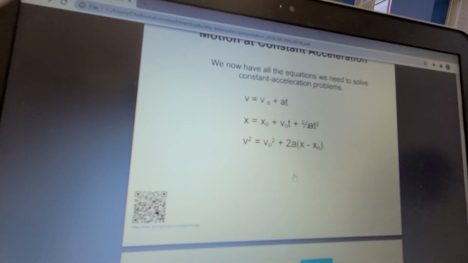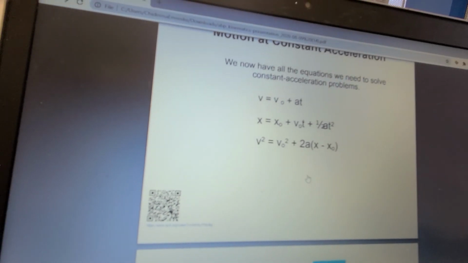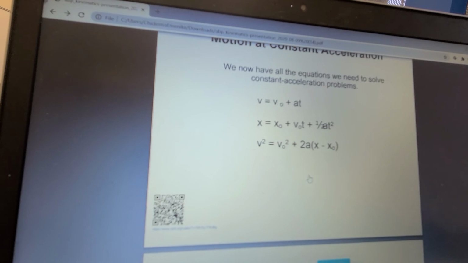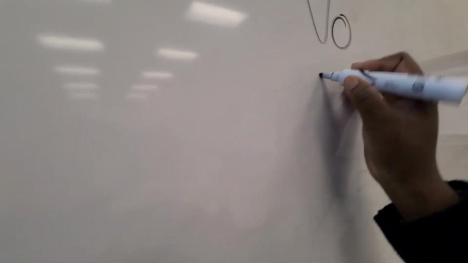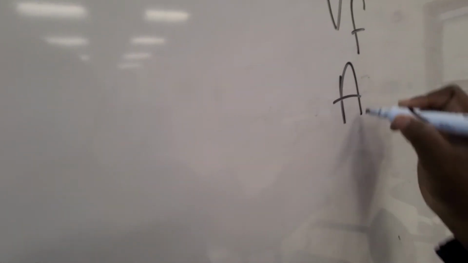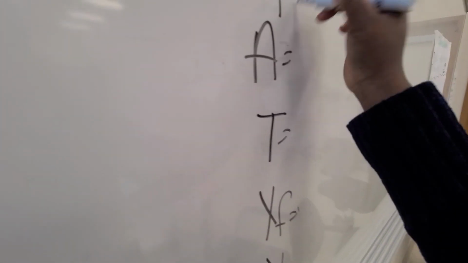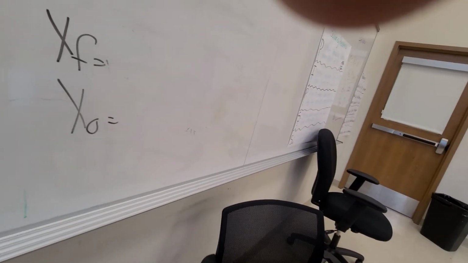So what am I going to ask you to do with all 6 variables when it comes down to the detail? The variables are VO, VF, A, T, XF, XO, and there are 6 of them. Do I need to find all 6 every single time I do a word problem? No, I don't need to find all 6 every time I do a word problem.